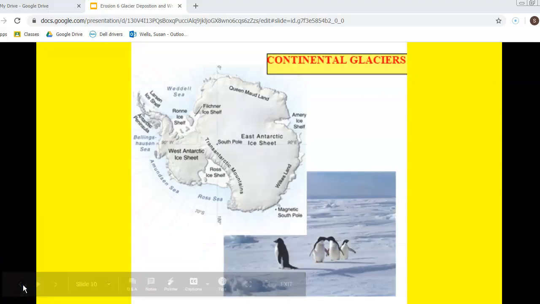We've just finished talking about mountain and valley glaciers, and we're going to now talk about the glacier that actually covered Long Island. It's a continental ice sheet glacier. There's only two places in the world that they exist at this point, Antarctica and Greenland.